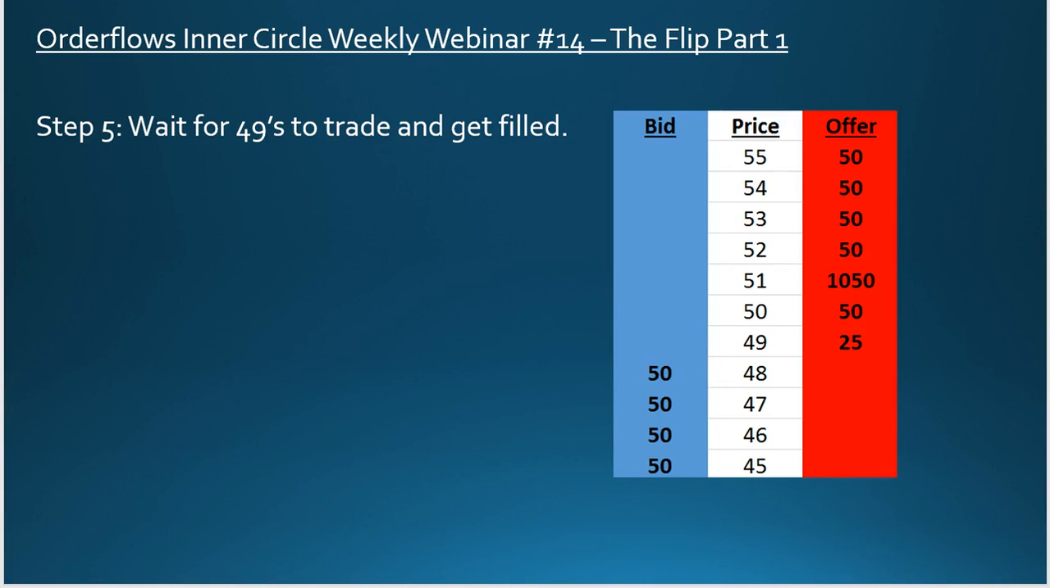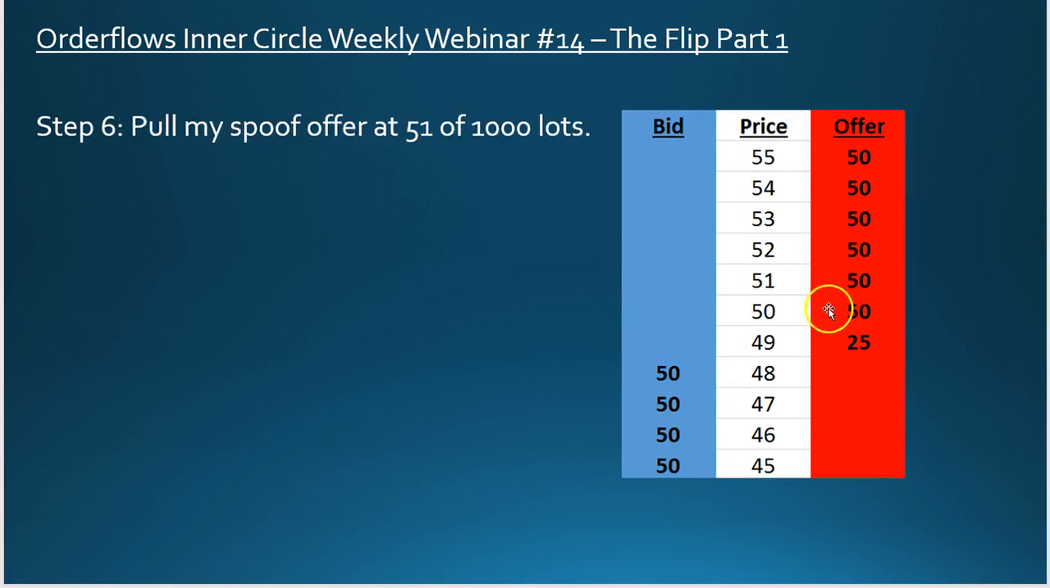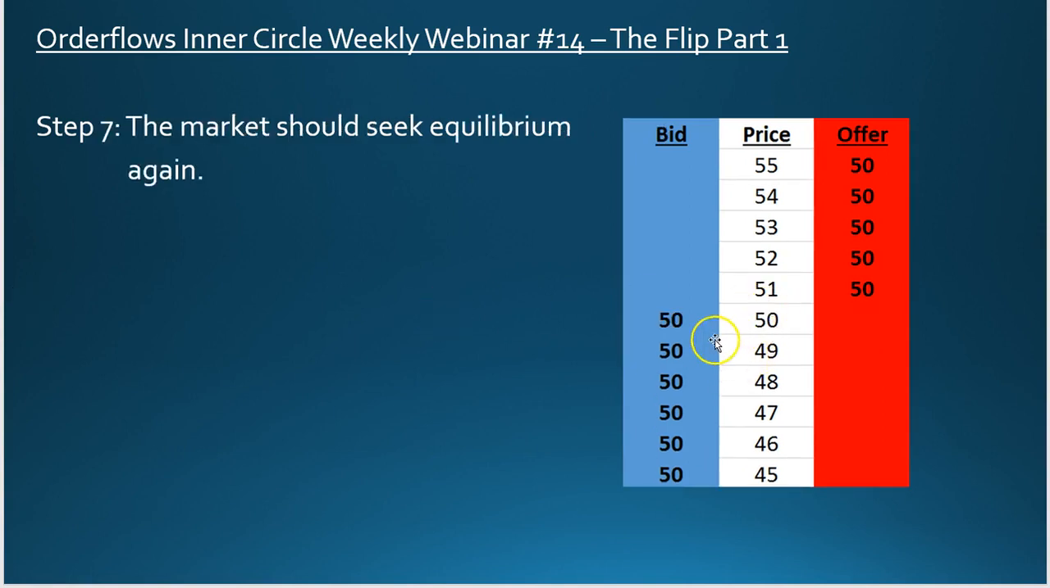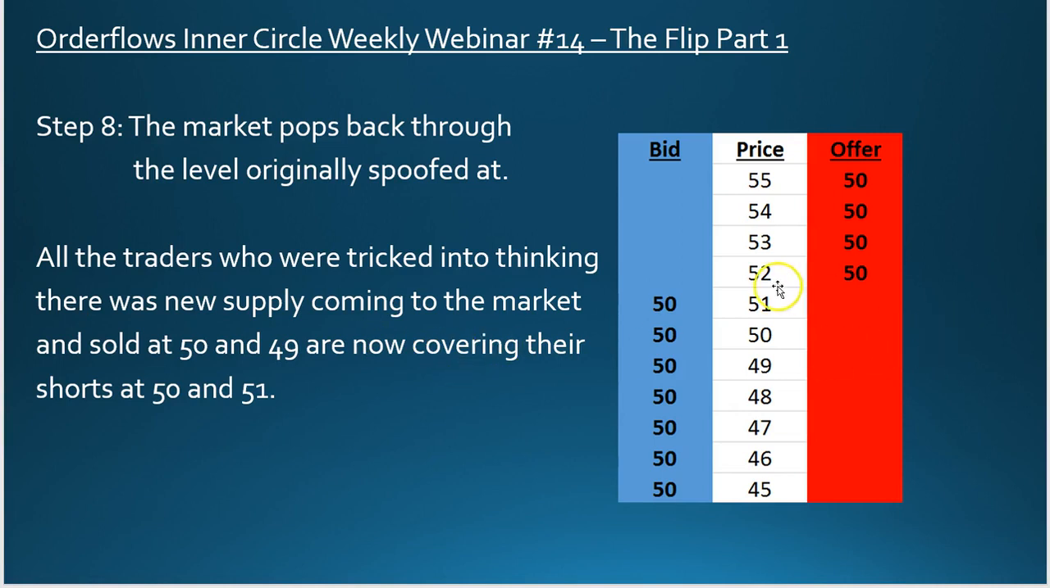So what do you do now? Well, you pull your offer. You pull your 1,000 lots at 51. Okay, the market's still 48, 49, 50 by 25. However, what happens is the market will seek its equilibrium back, and people will say, okay, well, the offer's gone at 51, and it moves back to this value of trading 50, 51. Okay, and you bought 49s. That was your goal. Now what happens next is the market's going to generally pop back up. It will go 51, 52.